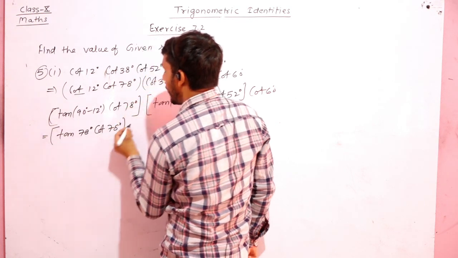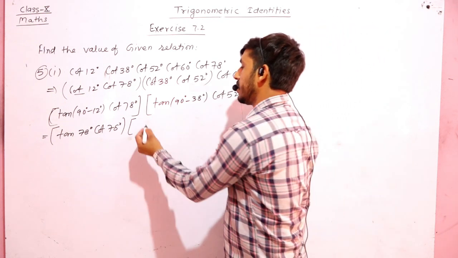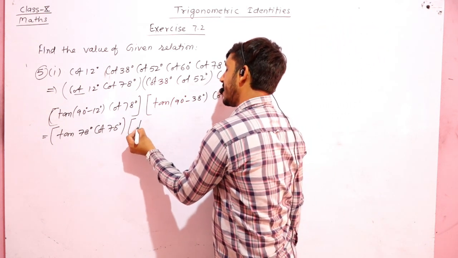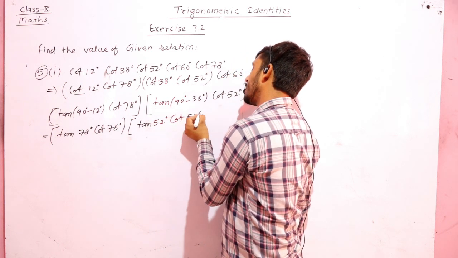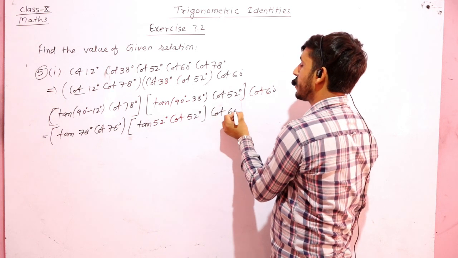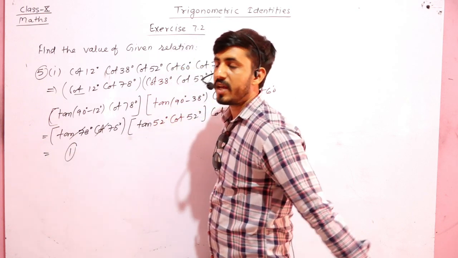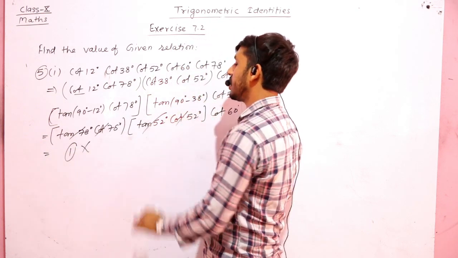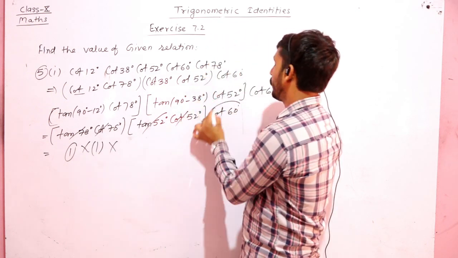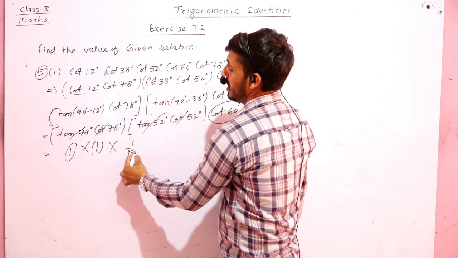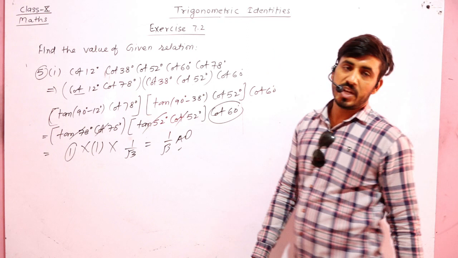And we know tan and cot are opposite functions of each other. Here we can write tan 52 degree, and that is multiplied by cot 52 degree, and again it is multiplied by cot 60 degree. So you can see these parts are cancelled, and we are obtaining 1 here. Again in the next part, these parts are cancelled because of the reciprocal property, and we are obtaining 1, and here the value of cot 60 degree is 1 upon root 3, and we are obtaining 1 upon root 3. This is the desired answer of this question, as you should write down.